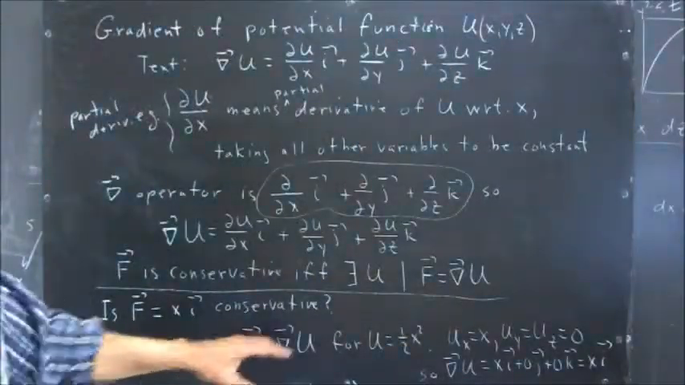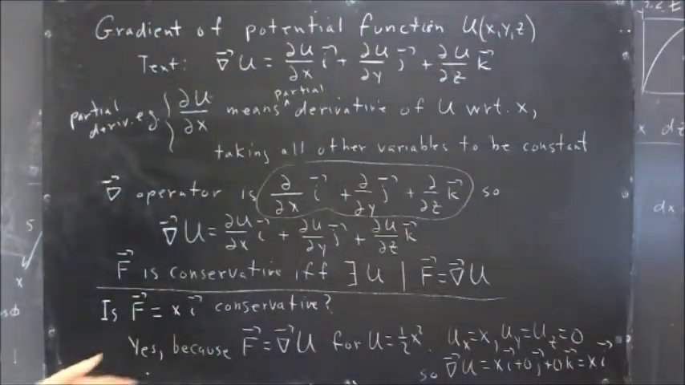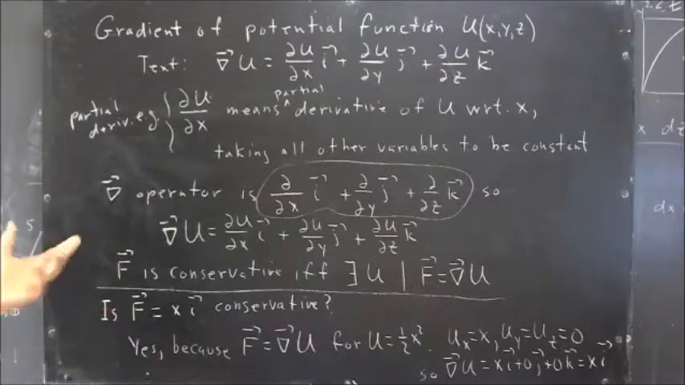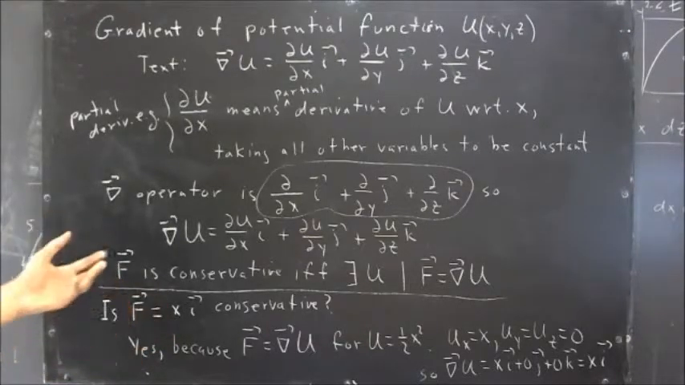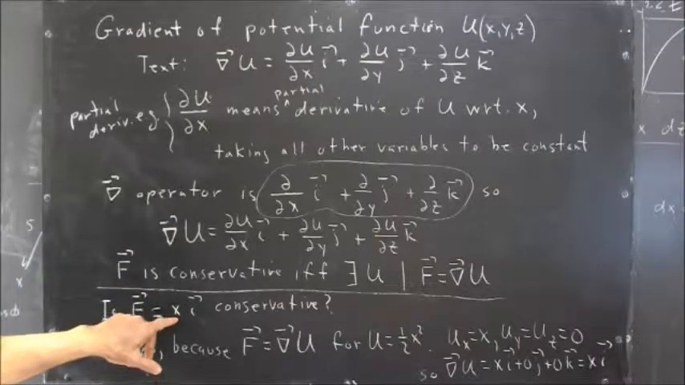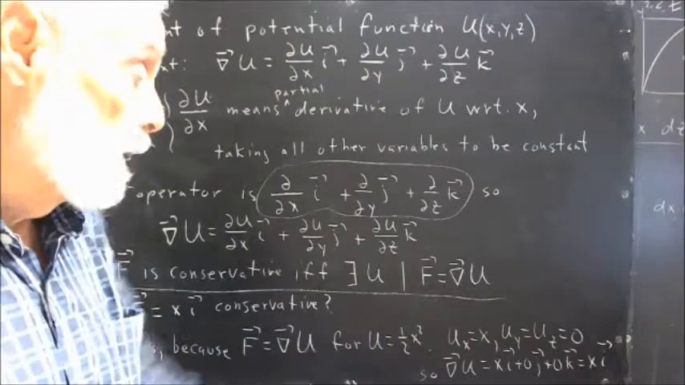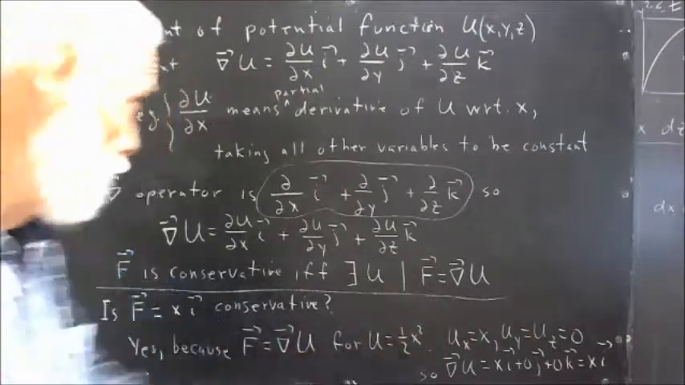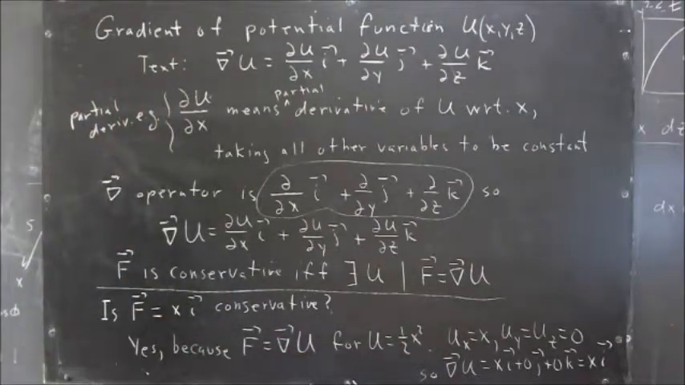Now, we'll go on in a subsequent video to show you how you would get this, but it's basically just finding the right antiderivatives. An antiderivative of x is 1/2 x squared, and that's why this potential function gives you this gradient.